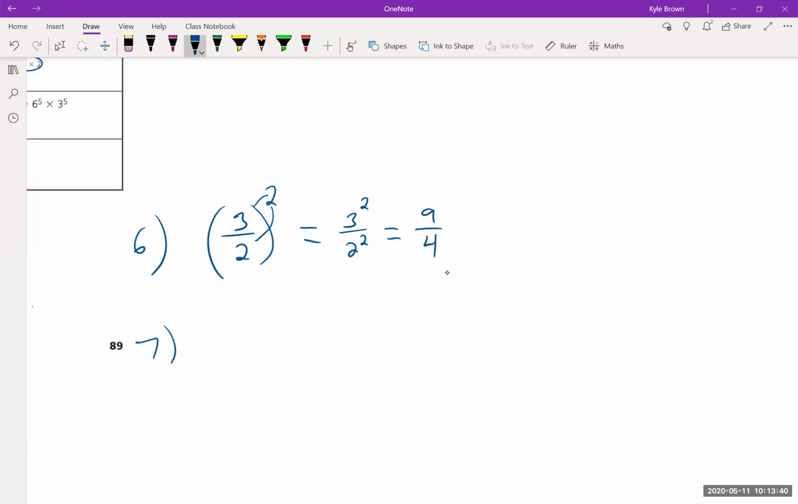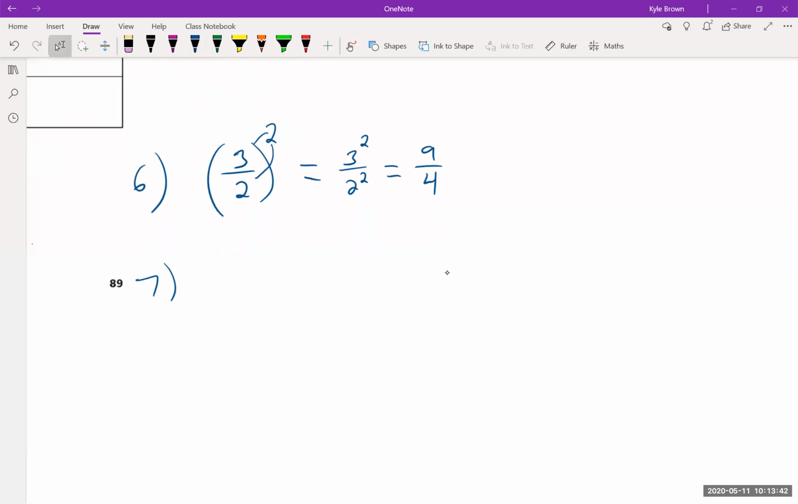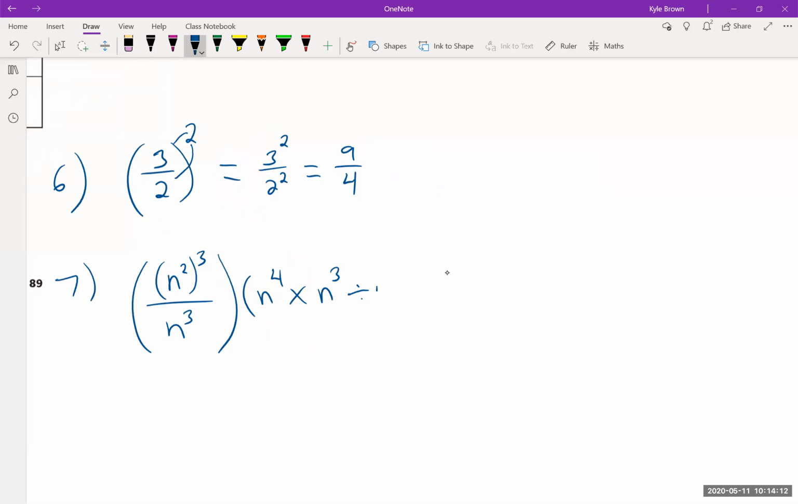So we'll say n squared to the power of 3 over n to the power of 3. So all in brackets. And then I'll say that times n to the power of 4 times n to the power of 3 divided by n to the power of 2.